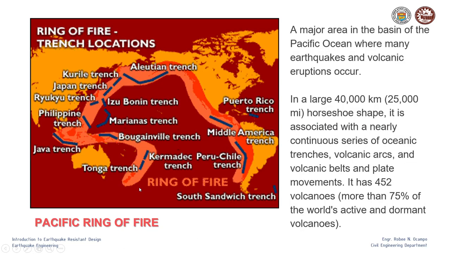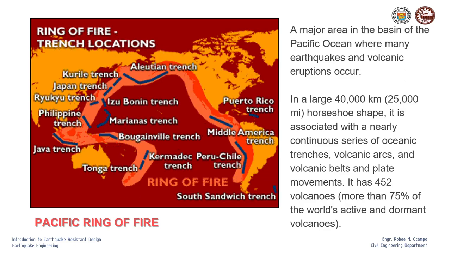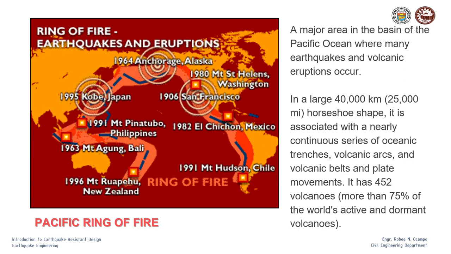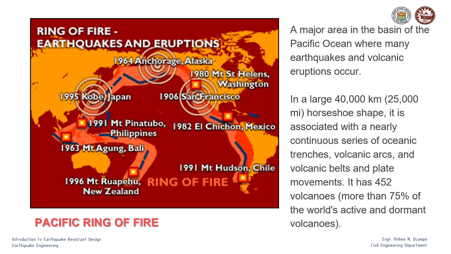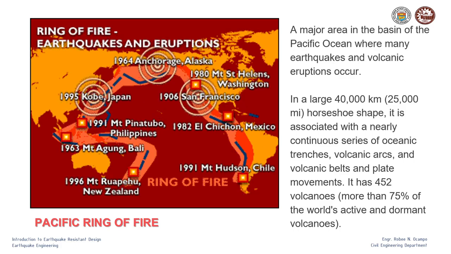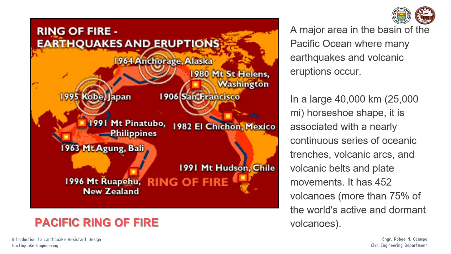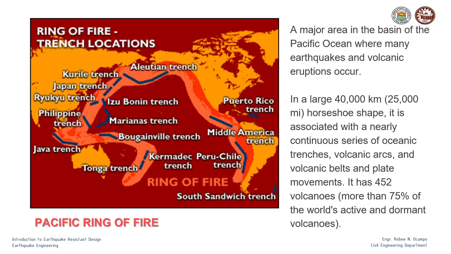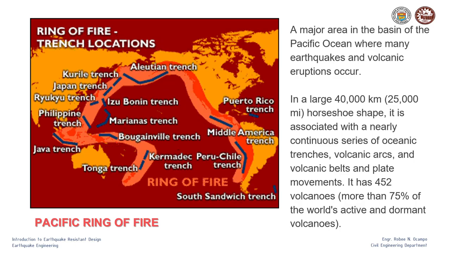Okay, now let's talk about the Pacific Ring of Fire. I know everyone is very familiar with the term Pacific Ring of Fire, no? So basically, the major area in the basin of the Pacific Ocean where many earthquakes and volcanic eruptions occur. So itong area na to, itong parang horseshoe shape, mapapansin nyo, from New Zealand going up to the Southeast Asia, to the Indonesia, Singapore, Malaysia, going to the Philippines, Taiwan, Japan, and northern part Russia, Alaska, and going down to the western areas of the United States, to Mexico, and also the western area of South America. So this area is considered to be the Pacific Ring of Fire, no? So dito mas maraming vulkan as well as earthquakes na nangyayari.